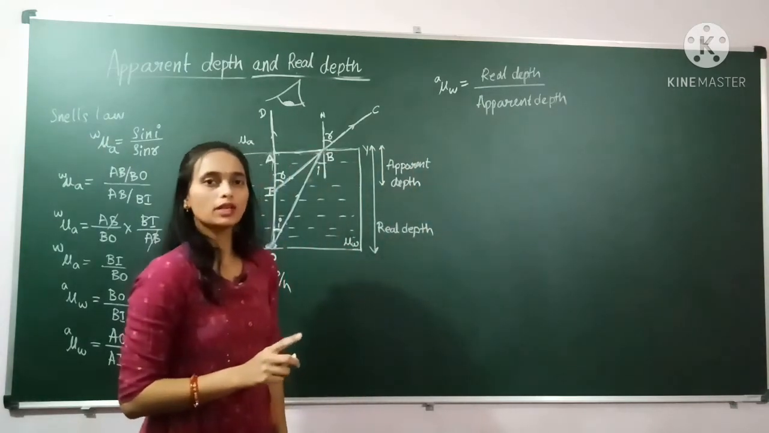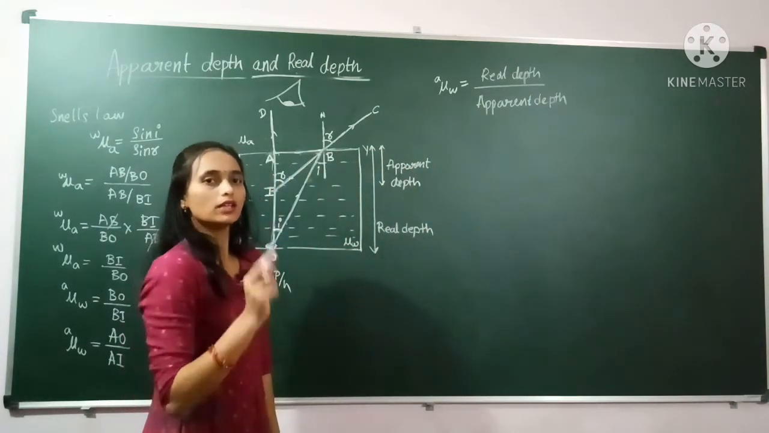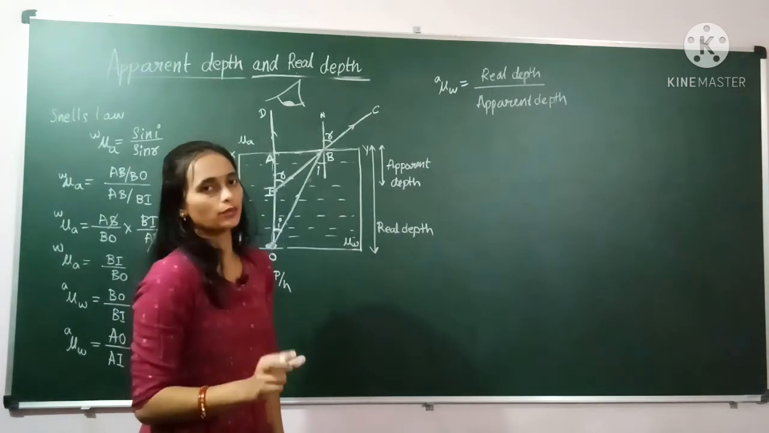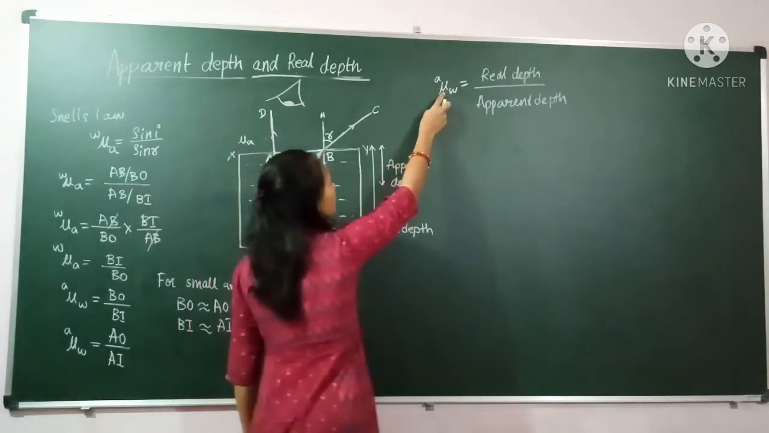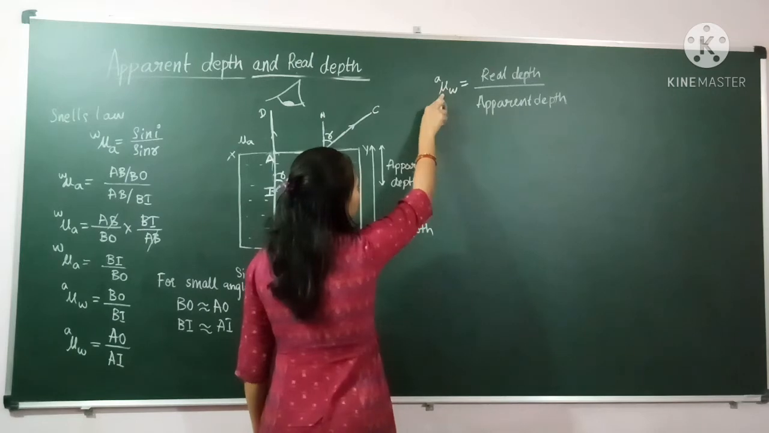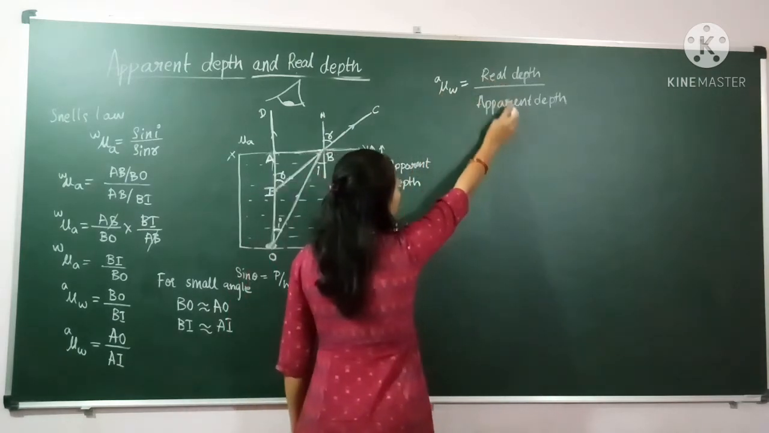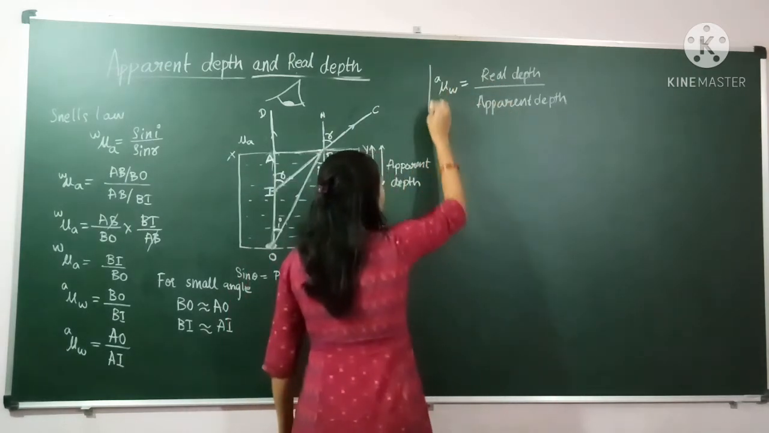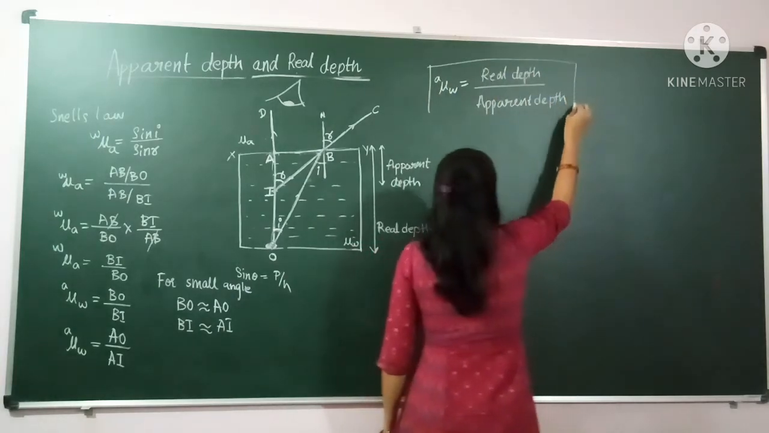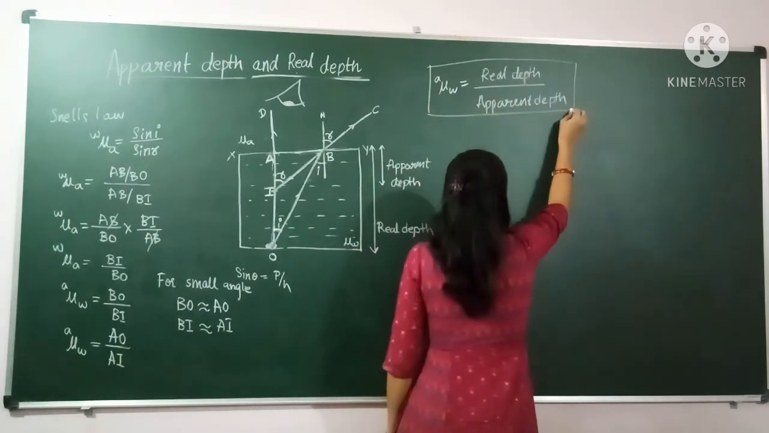Refractive index of which medium? The refractive index of the medium in which the incident ray is present. That refractive index we have to take here. So refractive index equals real depth divided by apparent depth. This is the formula, and this formula we will use in the numericals.